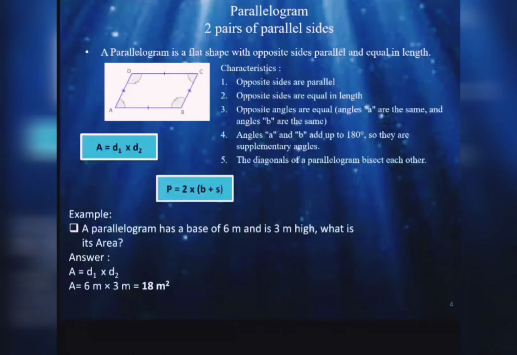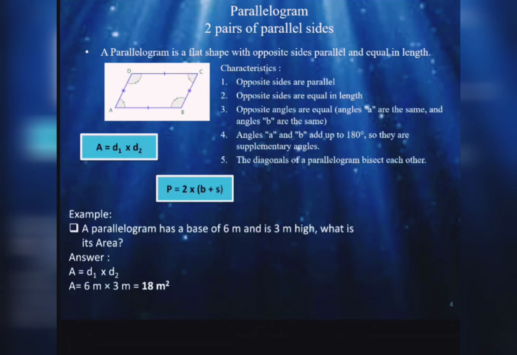Types of quadrilaterals. First, parallelogram. A parallelogram has two pairs of parallel sides. A parallelogram is a flat shape with opposite sides parallel and equal in length. The characteristics of a parallelogram are: first, opposite sides are parallel. Second, opposite sides are equal in length. Third, opposite angles are equal. Angle A is the same and angle B is the same. Fourth, angle A and angle B add up to 180 degrees, so they are supplementary angles. And the last, the diagonals of a parallelogram bisect each other.